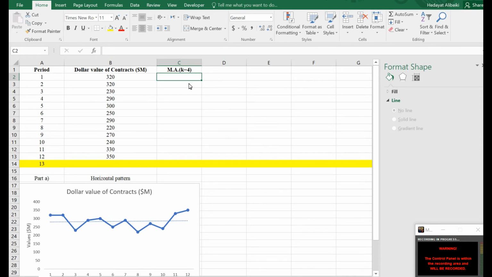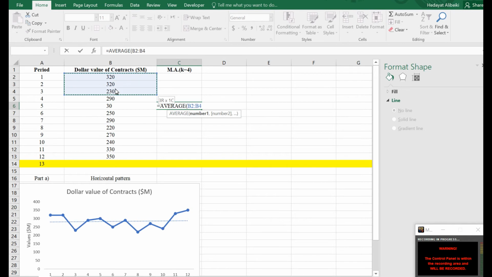So for period 1, I don't have the past 4, so I won't be able to calculate for period 1. Same for period 2 and period 3 and period 4. For period 4, I don't have the past 4, I just have the past 3, 1, 2 and 3. So I won't be able to calculate for period 4, but for period 5, I can go ahead and calculate it, and it's going to be the average of the past 4 observations, which is observations 1, 2, 3, and 4.